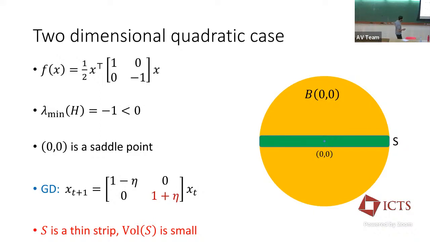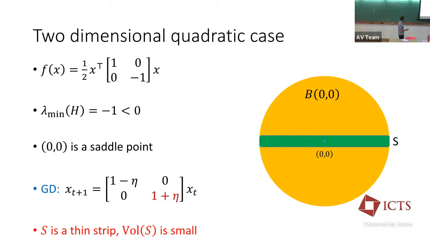Now, if you look at any x0 around the origin, and then see what gradient descent does, x t plus 1 is given by this linear equation, which is [1 minus theta, 0; 0, 1 plus theta] times x t, right? So we see that the negative eigendirection here corresponds to an eigenvalue which is larger than 1 in the gradient descent operation. If we do multiple steps of gradient descent, then this second coordinate will blow up whatever there was initially.